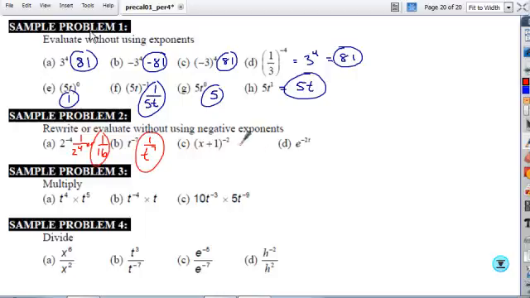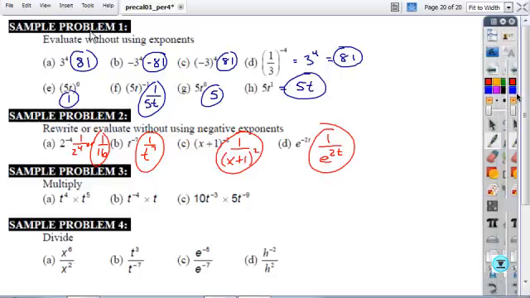Okay, x plus 1 to the minus 2, once again, this negative 2 doesn't apply to the individual terms. Just take the whole binomial, x plus 1, move it to the denominator, change the power to a positive number. And finally, it works with irrational numbers as well. Just take your whole base e, move it to the denominator, change the sign of your power, and you've simplified your expression.